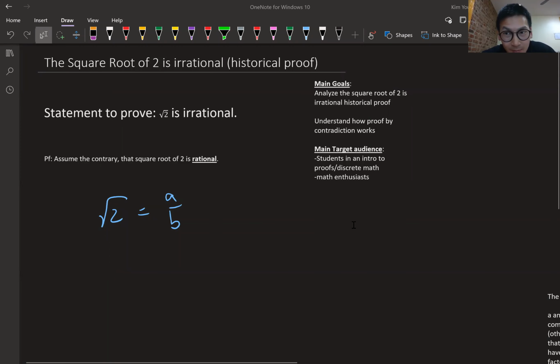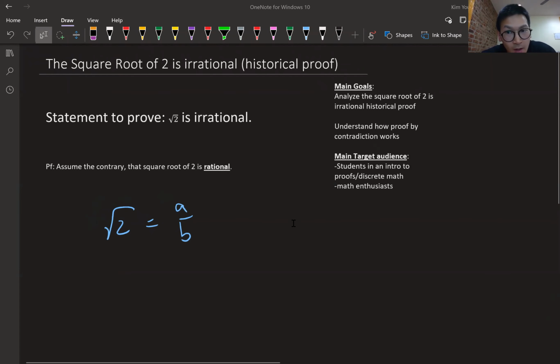Okay, so this isn't targeted to my high school students, but more towards maybe a college student taking an intro to proof-based math course or a discrete math course, right? Or just anyone interested in higher level math and just seeing how the math works.